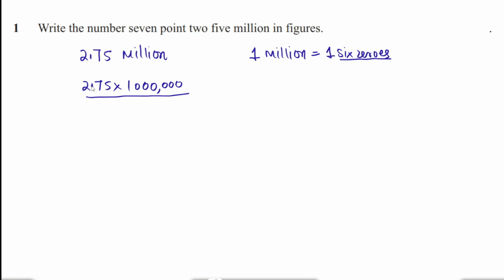Because it is 2.75, we'll take the decimal out and divide by 100 because there are two decimal places. So the 2 and 2 get cancelled. We get 275, then 1, 2, 3, 4 zeros, and that is going to be the answer.